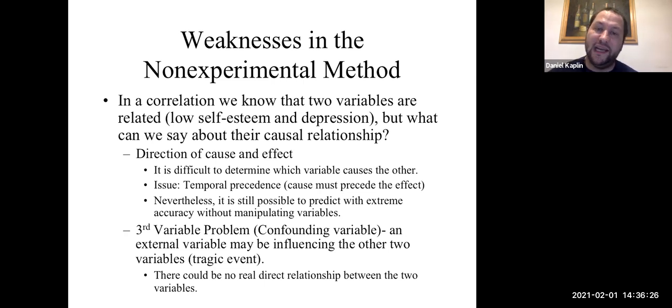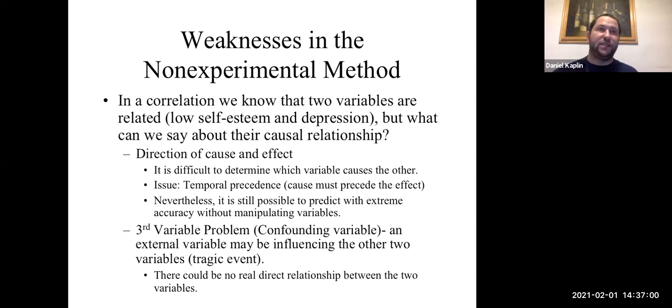So if we have a correlation, we can't determine cause and effect, because in some cases, it was the low self-esteem that led to the depression. And in other cases, it was the depression that led to low self-esteem. So which one came first? It's a chicken and egg problem. We don't know. And in order to have a cause, as we said in lecture 1, the cause must always precede the effect, which we refer to as temporal precedence.